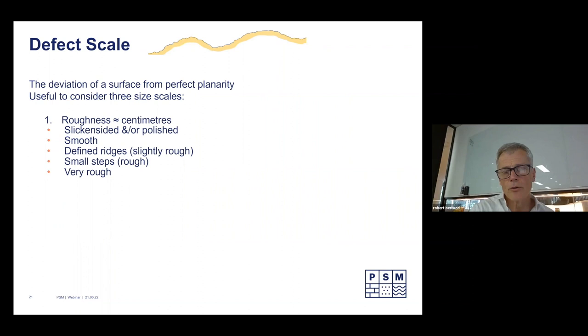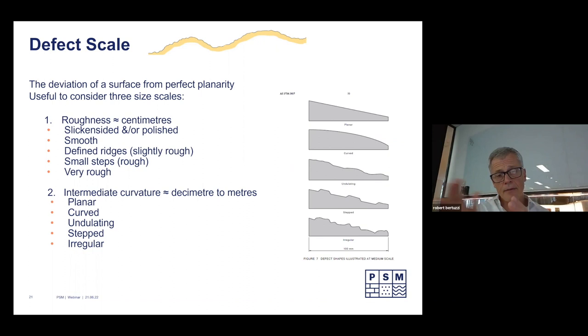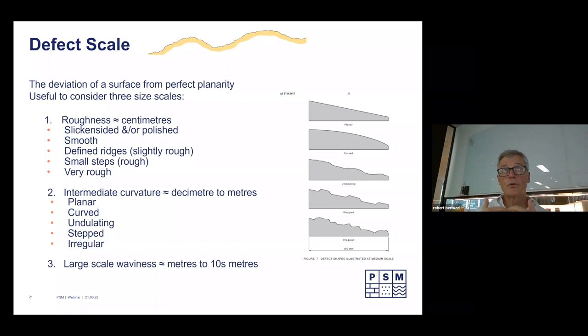A couple of slides earlier, we had that table and that Barton and Bandis chart. We also have the intermediate scale, and this image on the right hand side is from the Australian standards, showing planar through to irregular shaped profiles. But then there's also the larger scale waviness. So when we're talking about rock slopes, we have a bench that's 10 meters, 20 meters, 30 meters tall. We also have a rock slope that might be 200, 300 meters high. So depending on the scale of that defect, we might have larger waviness to consider the strength for that particular defect.